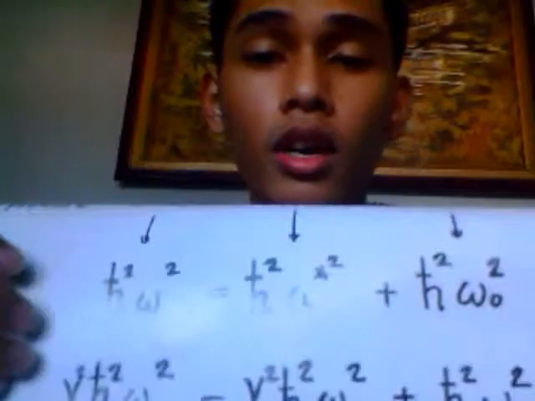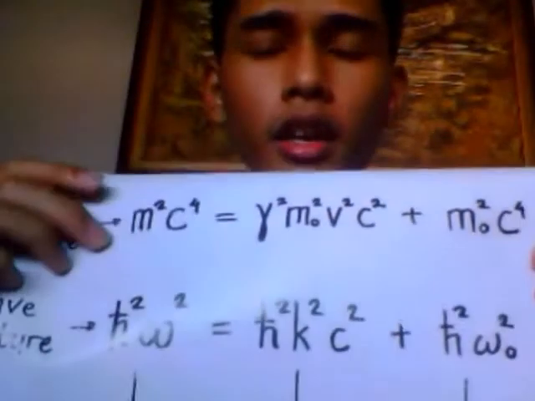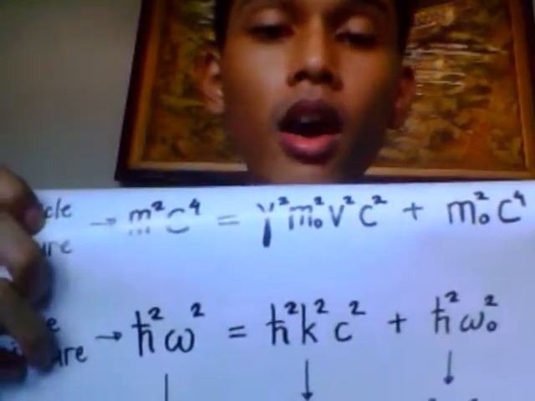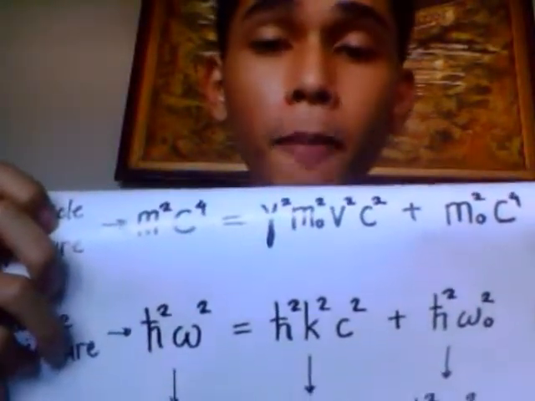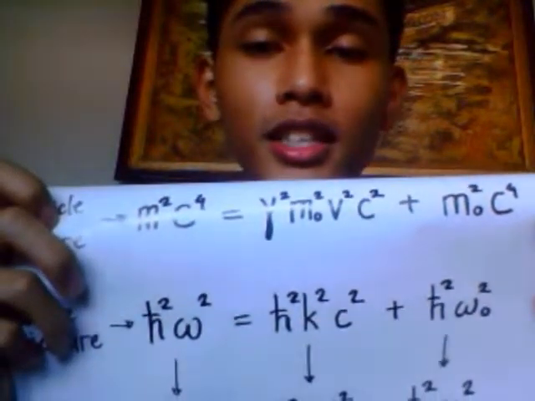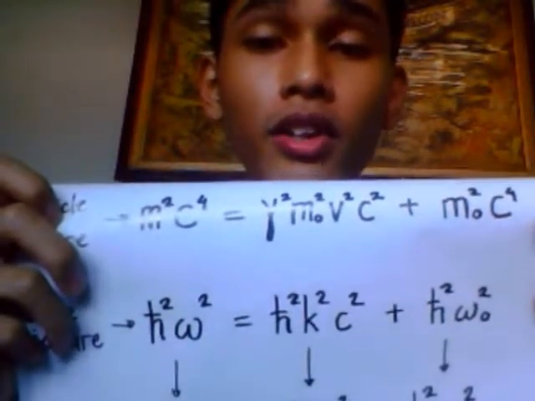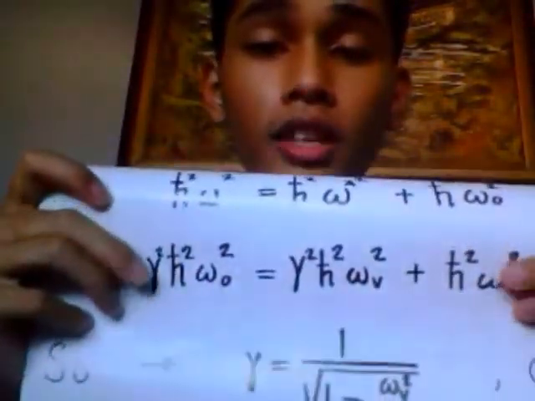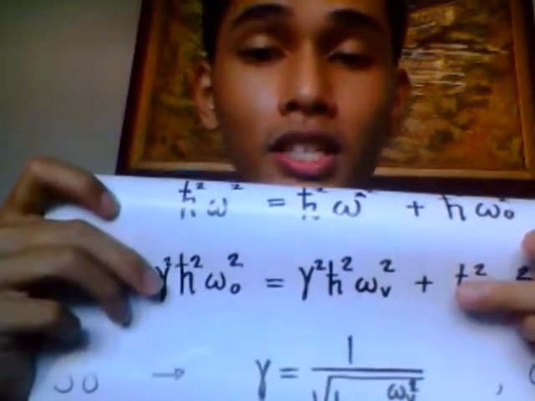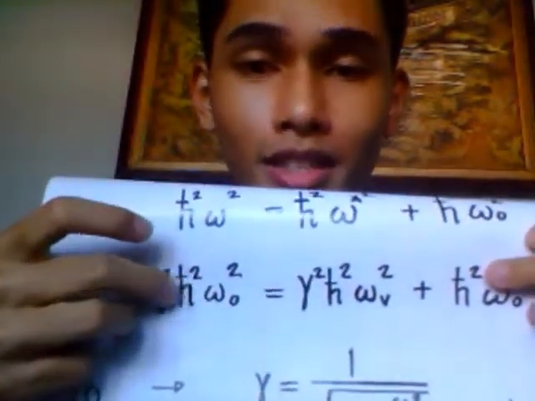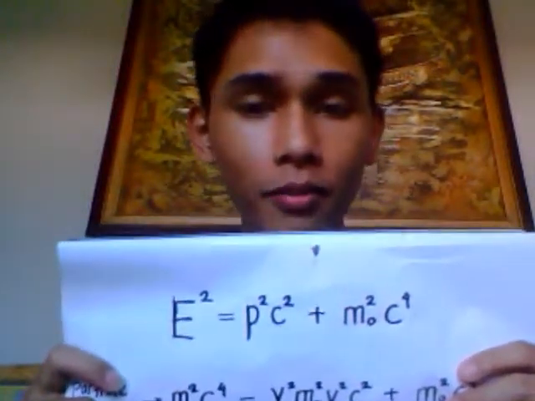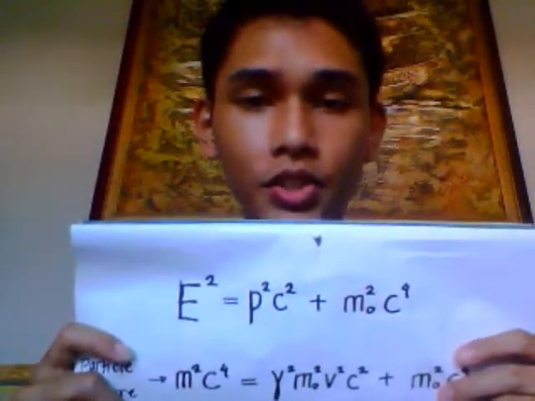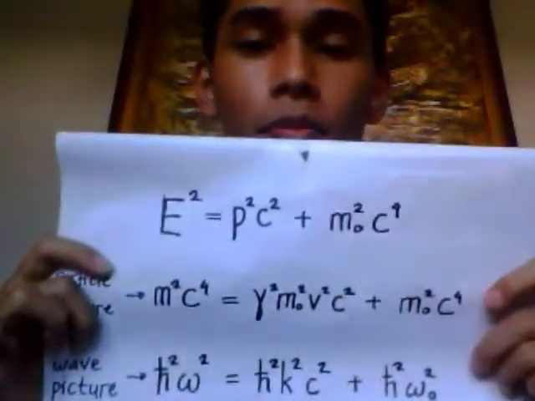And we don't yet know, in the wave picture, which one, the Planck constant, the wave number or the frequency, is transformed using the Lorentz transformation. So we don't yet know in which one the Lorentz factor is the coefficient. And from that modification, I just want to show that the Lorentz factor appears in the wave picture.